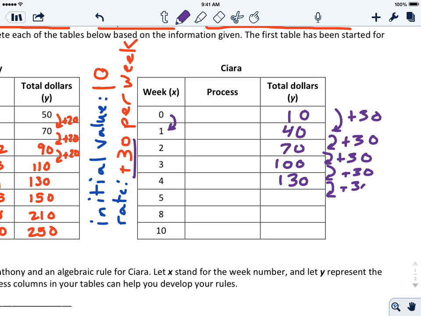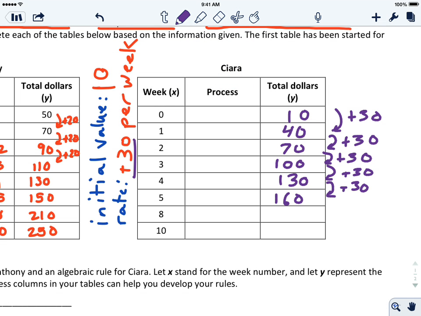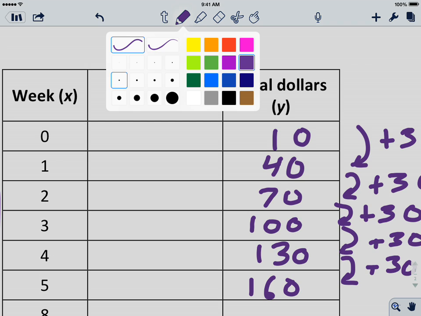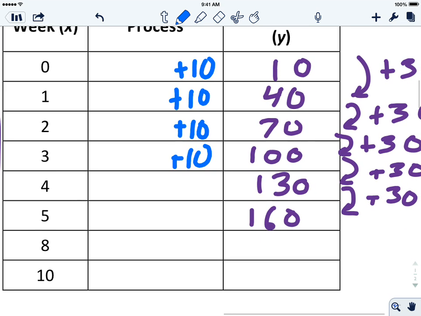And then plus 30 again is 130. And plus 30 again is going to give me 160, but at this point I can't use my pattern anymore because this is no longer going up by 1. So I'm going to backtrack now and try to find the process that works. I know from my experiences in class that if I'm going from 0 to 10, I need to do a plus 10. So I'm going to have a plus 10 in every single row of this process column.